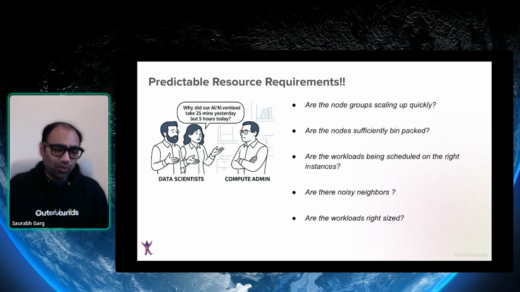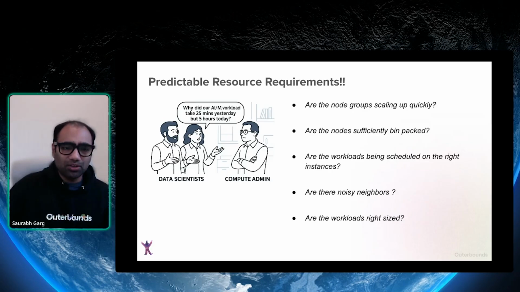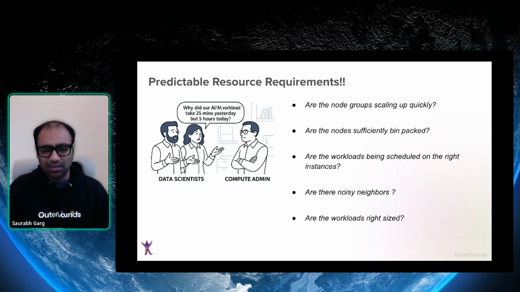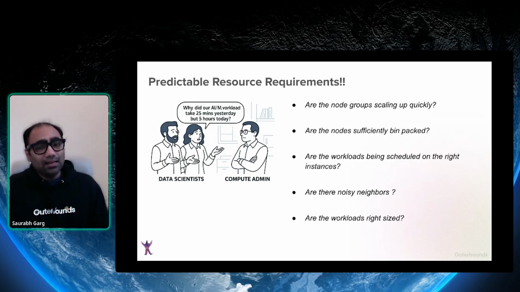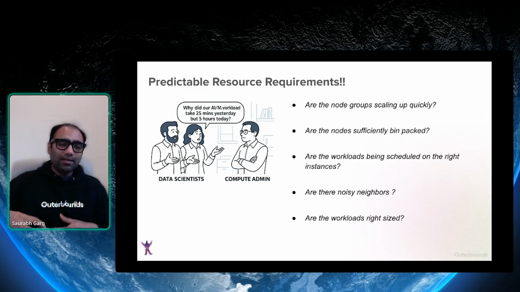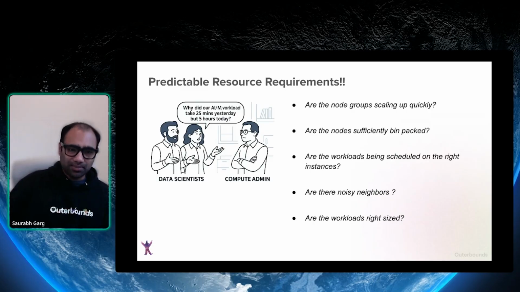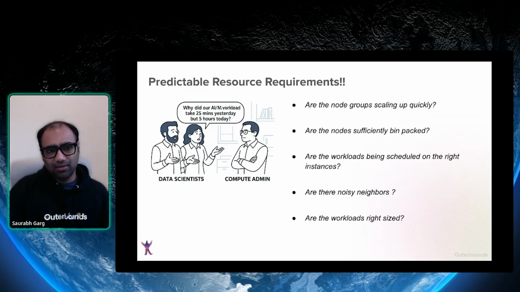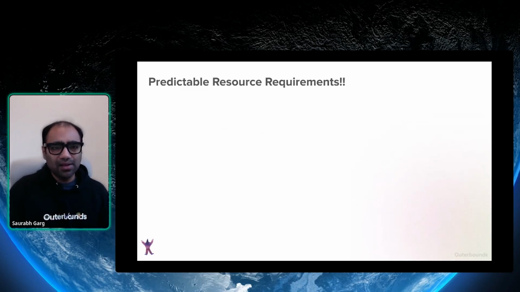Because maybe there's one workload that is asking for an outsized amount of resources on the Kubernetes cluster, or are the workloads even being scheduled on the right instances? Maybe there are noisy neighbors because we never put any limits, which means that one workload can go ahead and cannibalize all the resources that are present on any given compute node. And are the workloads right sized? So these are all the questions that might go through a compute admin's mind whenever they hear questions like this.